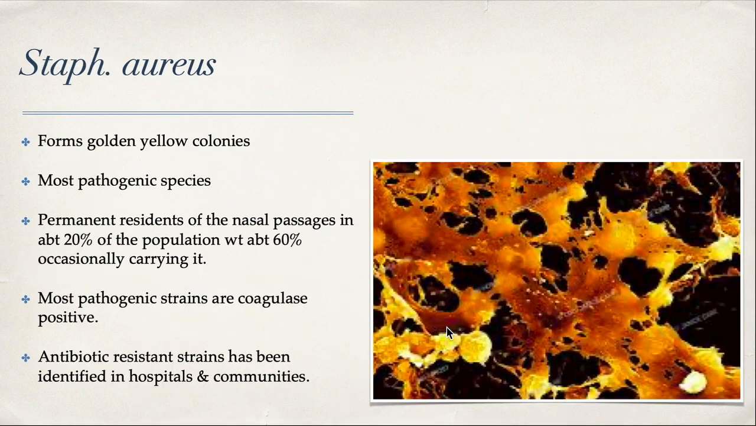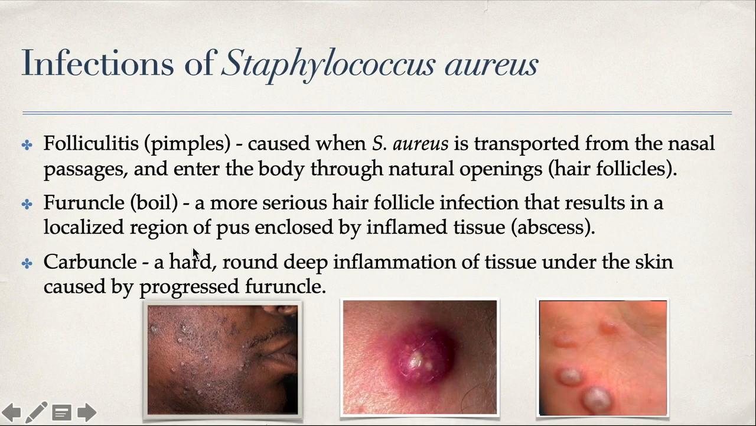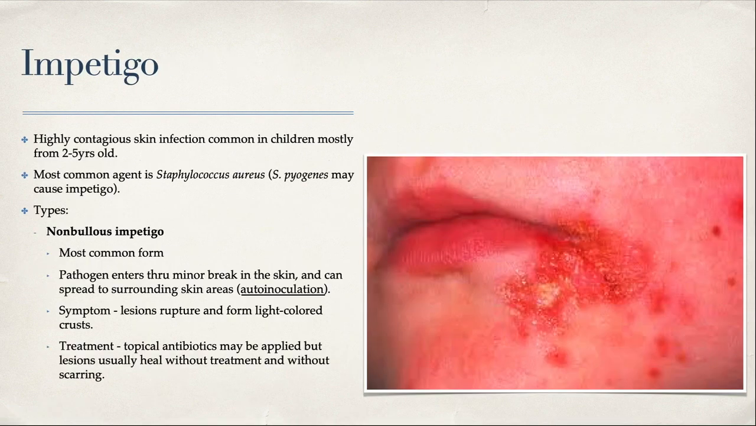Remember, this is in reference to the type of lesions that it forms. So if we say it's bullous, you have these larger fluid-filled lesions, and non-bullous means it's not associated with large fluid-filled lesions. So it's non-bullous impetigo.